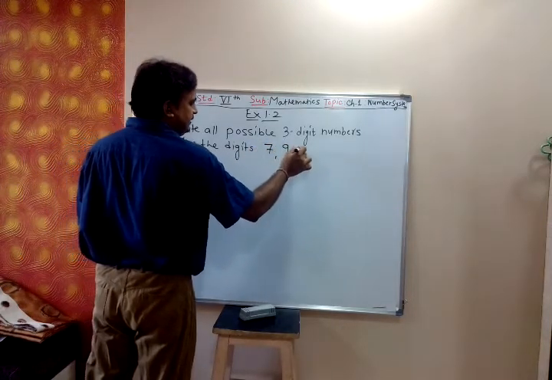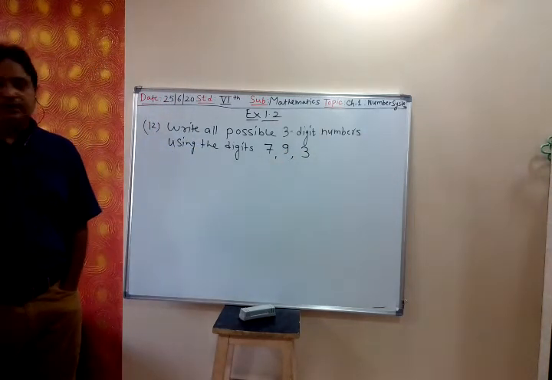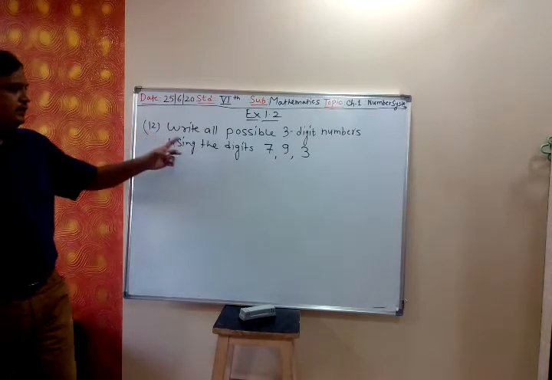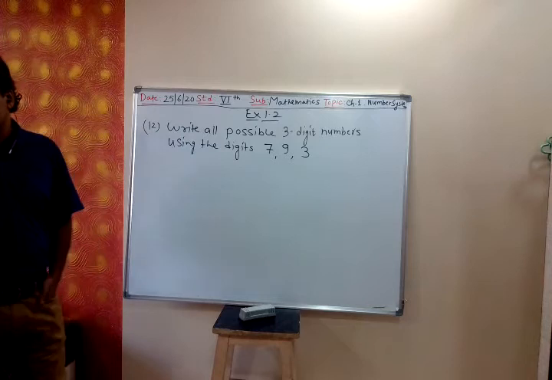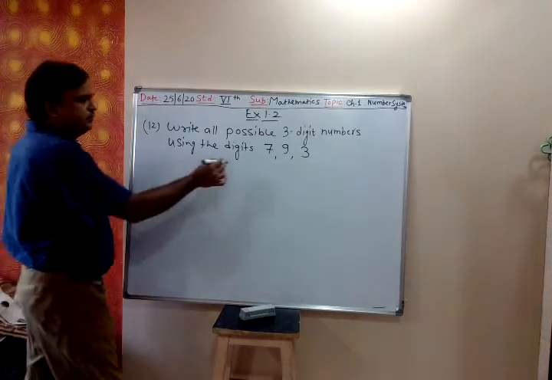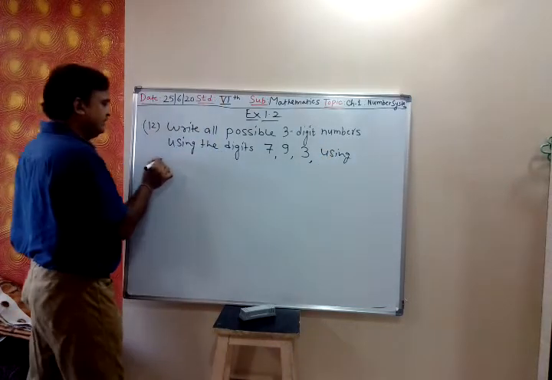No, this is the 12th one. The 11th one was digits 502. Now this is 793. Using the digits 793, using each digit.